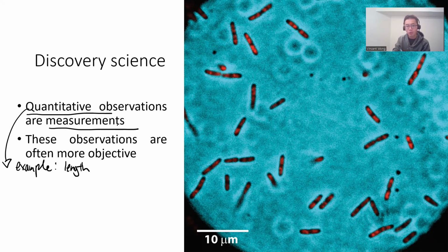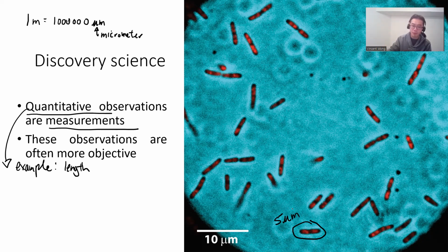This is called micrometer. 1 meter equals 1 million micrometers. That's how you say it, micrometer. So this white line here is 10 micrometers. So you can say, okay, looks like this is about half the length of the white line. So maybe about 5 micrometers long.